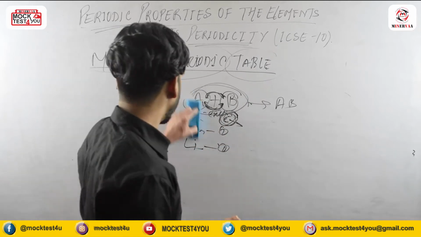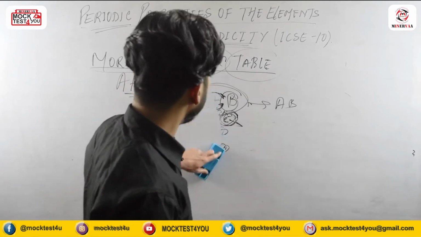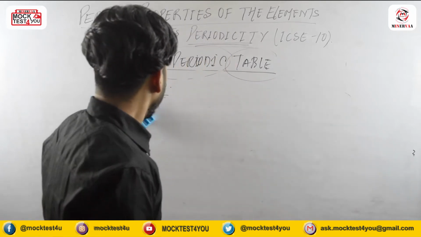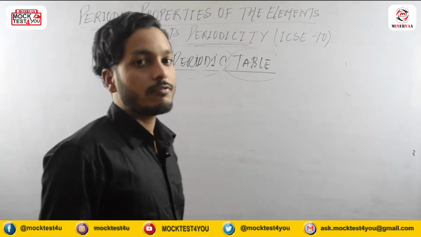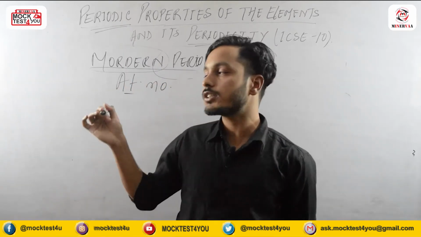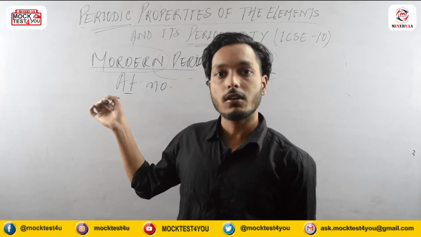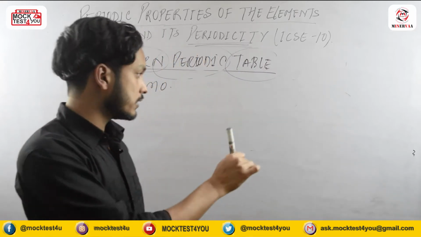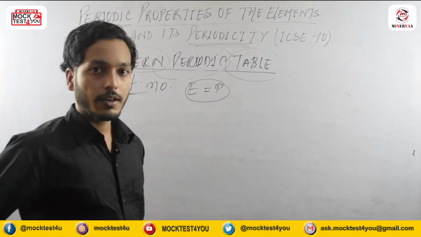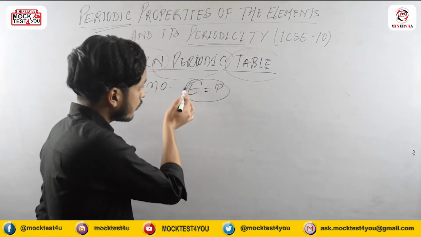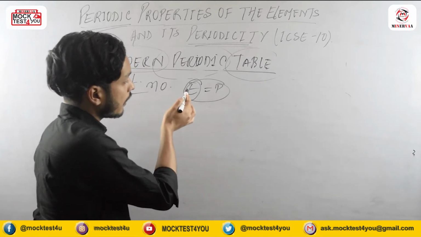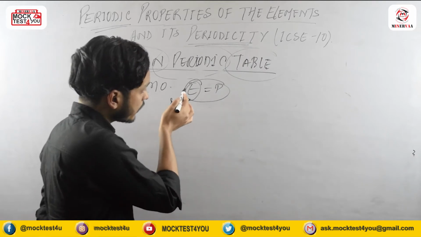So that is why the modern periodic table is based on this concept only. He told that the chemical and the physical properties of the elements are the periodic function of their atomic number, not the atomic mass, right? As you can see, in a neutral atom, electrons and protons are equal, right? So we can say that the chemical properties of the element are the periodic function of their atomic number.